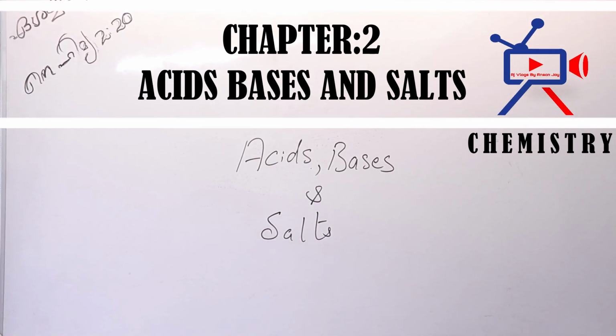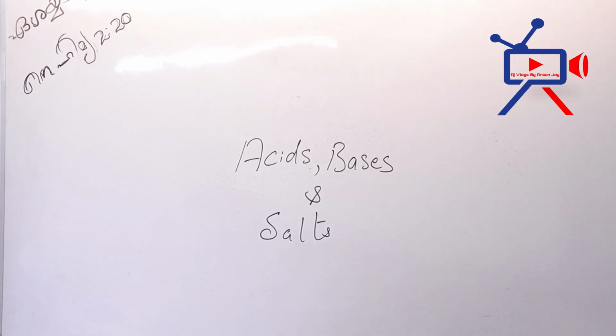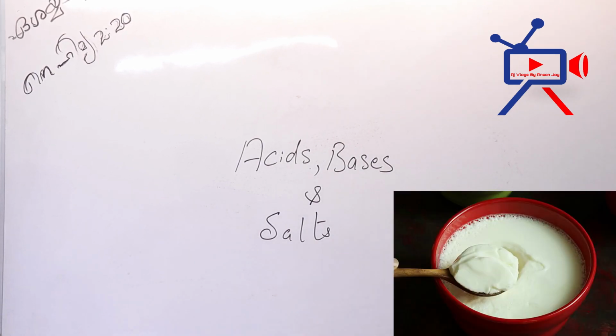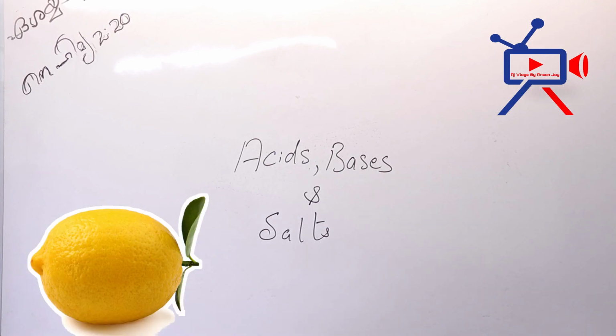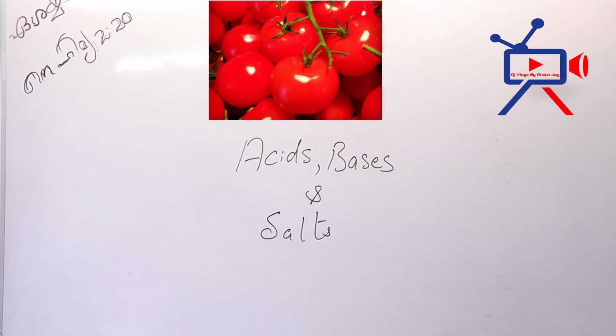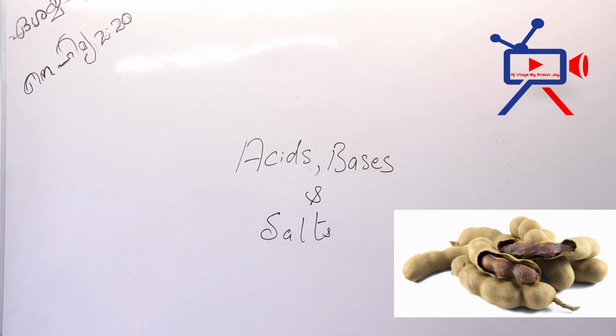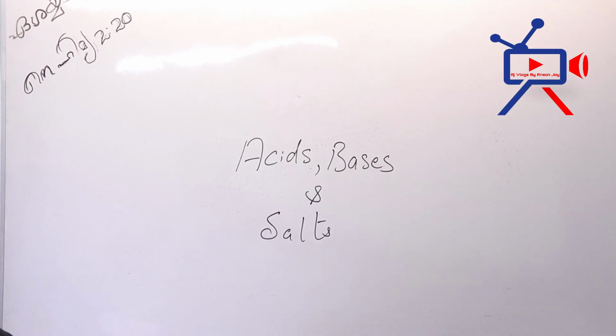We have already studied acids and bases in the smaller classes, 7th and 8th. You already know most foods contain acids. Curd contains lactic acid. Lemon contains citric acid. Tomatoes, oxalic acid. Tamarind, tartaric acid. So we are familiar with acids and bases. Acids and bases neutralize each other, producing salt and water. That is called a neutralization reaction, which we also studied in standard 7th or 8th.